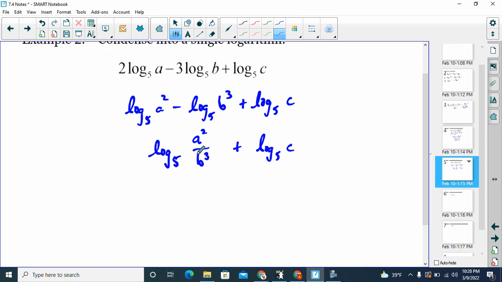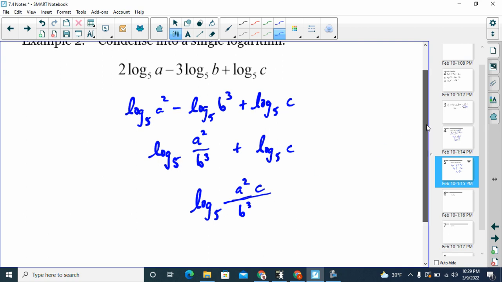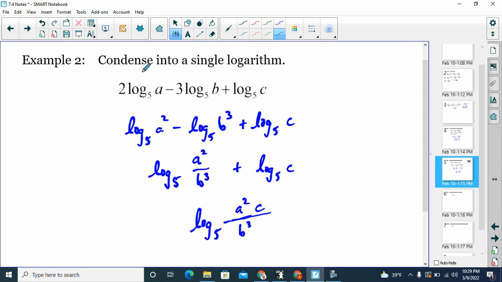And then when we add two logarithms with the same base, we multiply their arguments. So we have log base 5 of a squared divided by b cubed, times c over 1. That's just going to put the c in the numerator here. So log base 5 of a squared c over b cubed. So that is the first type of problem, taking multiple logarithms and rewriting it so we just have one logarithm.